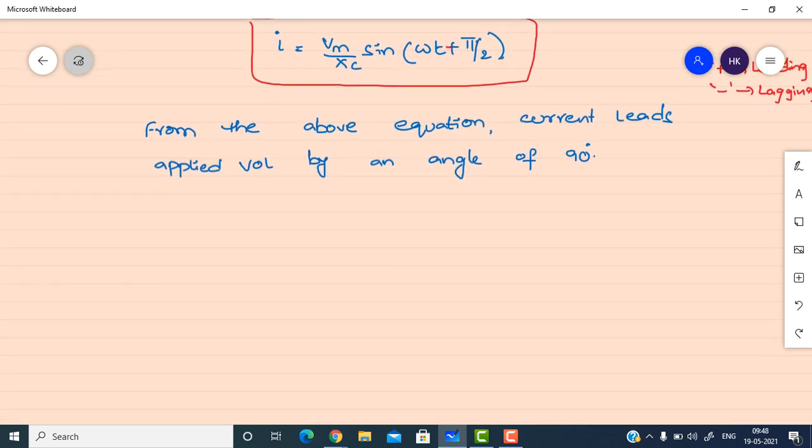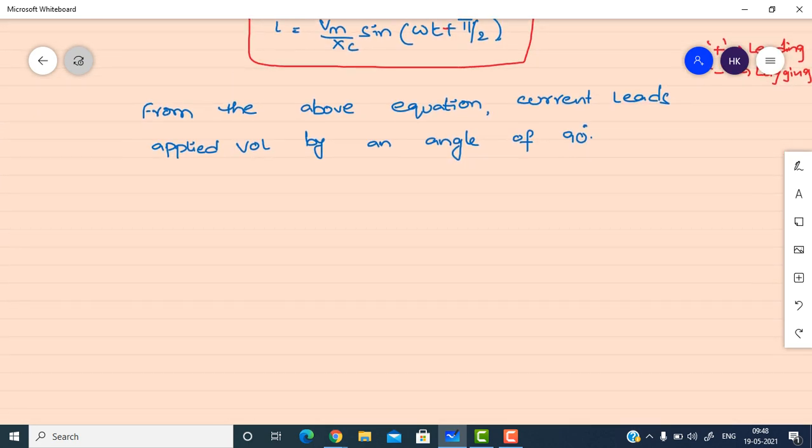And what is this Xc? In case of pure inductor also we have one term XL, that is called inductive reactance, and here Xc is called capacitive reactance. So let's define these two terms, inductive reactance and capacitive reactance.